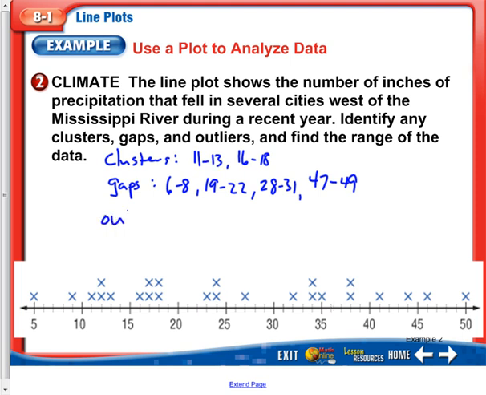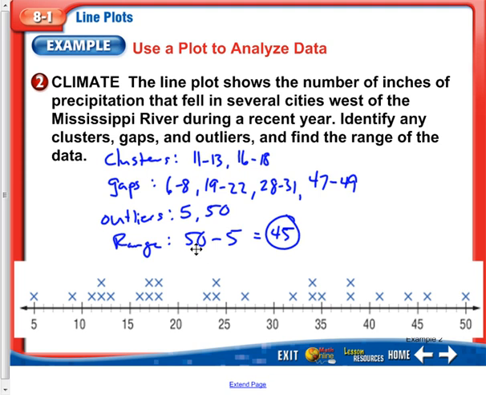All right, now outliers. You could call 5 an outlier, and it's all by itself, and you could call 50 an outlier. So we have 5 and 50 as outliers. We did call both of these gaps, which is important. If we wouldn't have called these gaps, then I probably wouldn't call them outliers either. And then the range is actually going to be our maximum, which is 50, minus our minimum, which is 5, and so we have a range of 45, and that's our answer for the range.